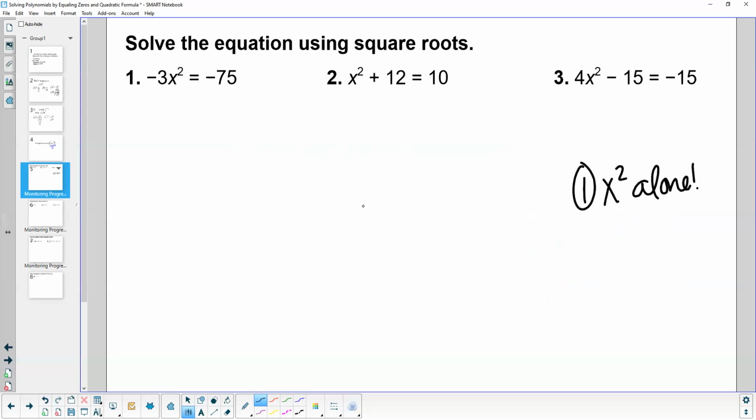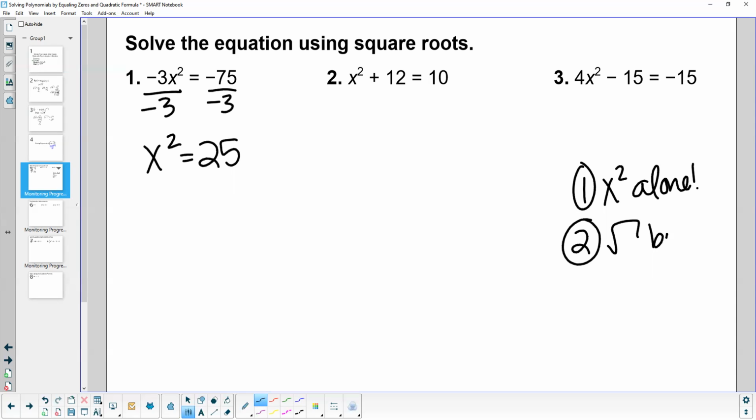Okay, so let's take a look at question number 1 here. If we want to get x squared alone, we are going to divide by -3 on both sides. So I end up getting x squared equals 25. Now, if I have x squared equals 25, what I want to do next is get rid of the square. So our second step is to get rid of the square. The opposite of squaring something is square rooting it. So our second step is we want to square root both sides.